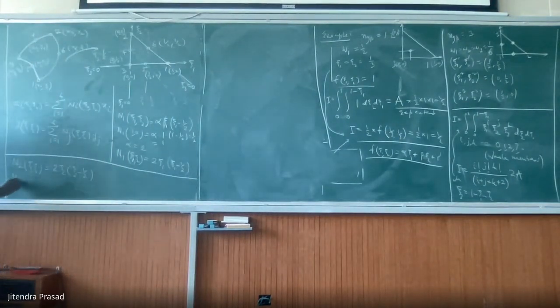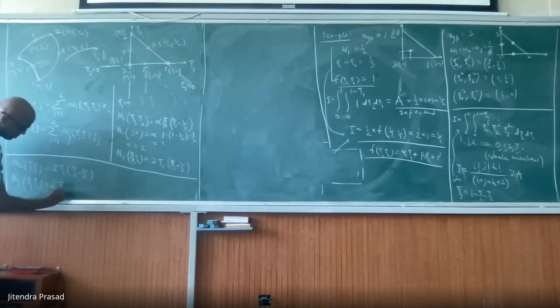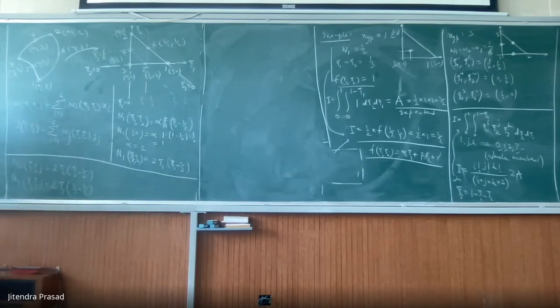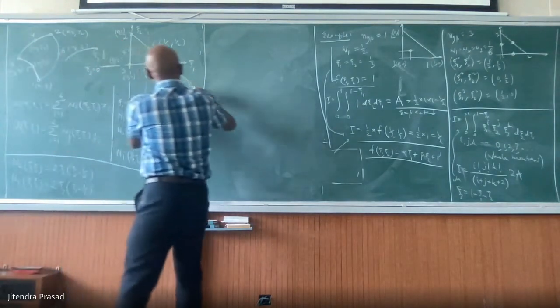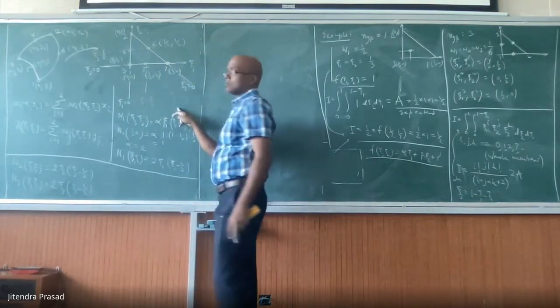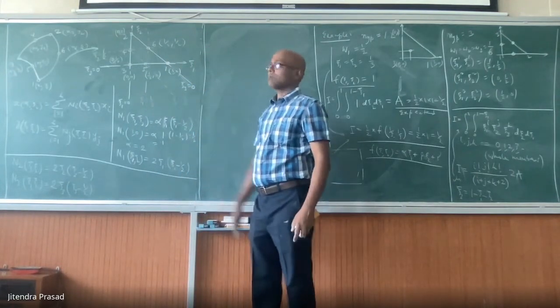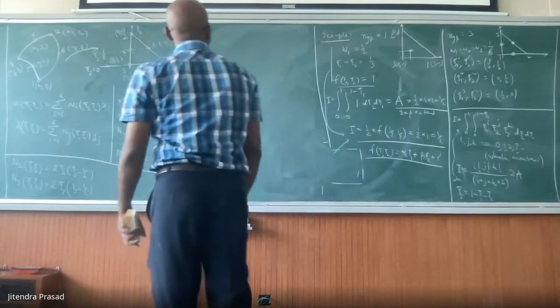And similarly, you can find out n3 of Xi1, Xi2. That will be 2 Xi3 multiplied by Xi3 minus half. You can just write like that. So it will follow automatically. Here also you can see that this is Xi3, multiplied by Xi3 minus half, and accordingly it will work. So you can do it like that.